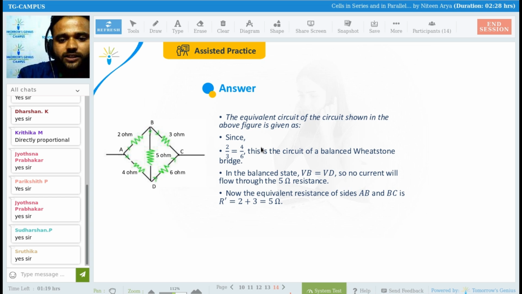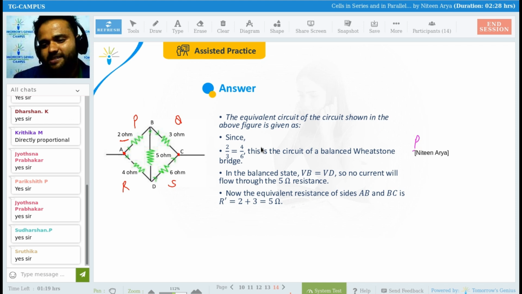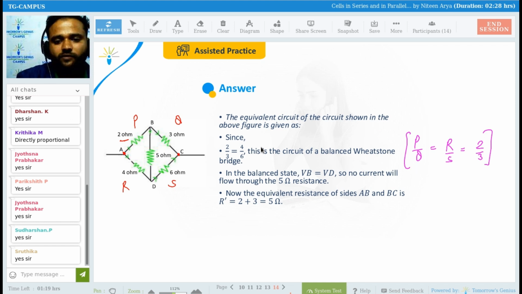See, adjusting this in this way, the equivalent circuit of the given circuit is shown below. So we need to find the net resistance between A and C. So we automatically tilt this, nothing more than that. So A, B, C. Now this 2 and 3 are in series and 4 and 6 are in series. Moreover, it is P, it is Q, it is R, it is S. And you automatically see that 2 by 3, 2 by 3, this is the balanced Wheatstone bridge condition. Got it? This is the circuit of a balanced Wheatstone bridge.